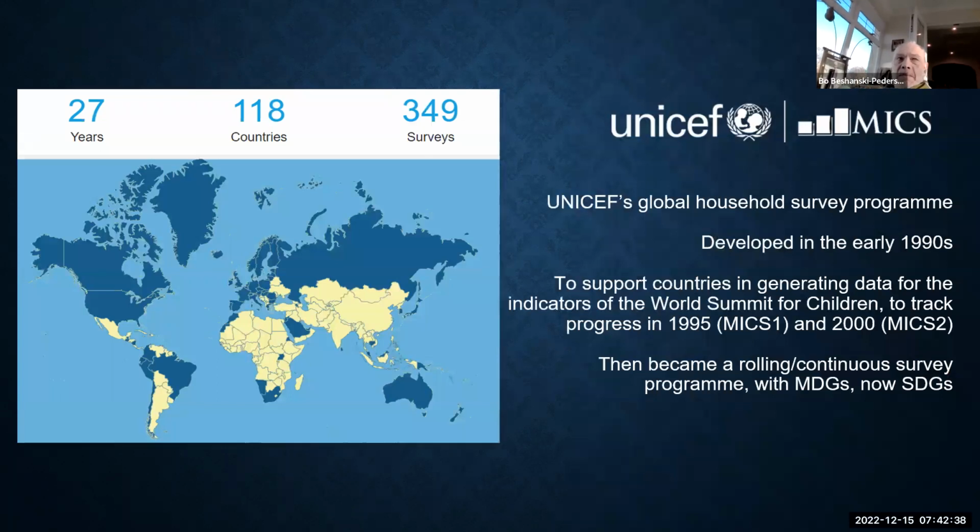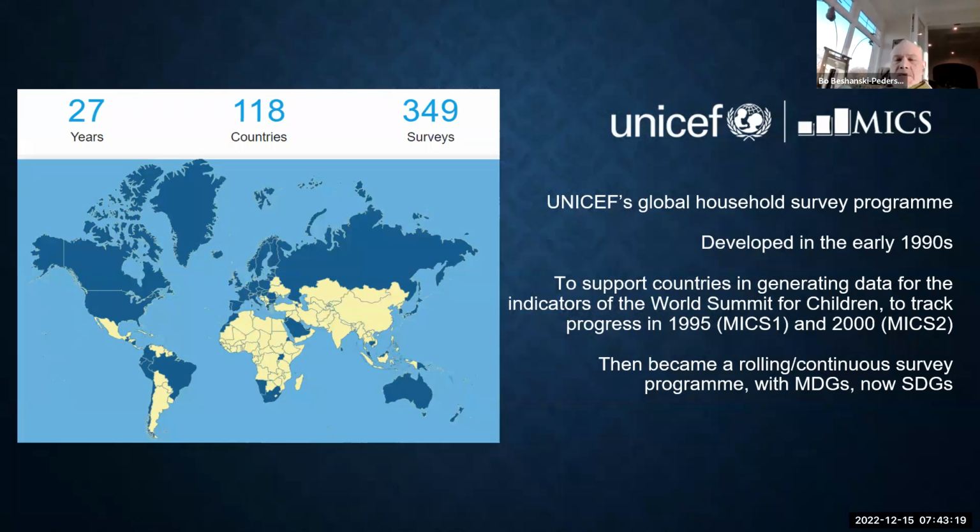So if you do not know, the MICS is what we can call, at least unofficially, UNICEF's Global Household Survey Program. It started in the early 1990s, specifically to address the indicators that were agreed upon in the World Summit for Children, basically to track progress on a very limited number of indicators. And back then, for those of you who are of my age, the idea of having global indicators and harmonized data was relatively new. So this was a very first step.